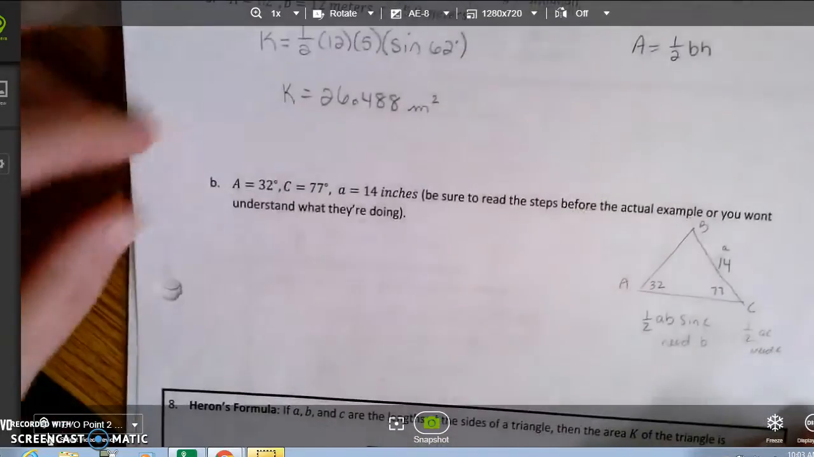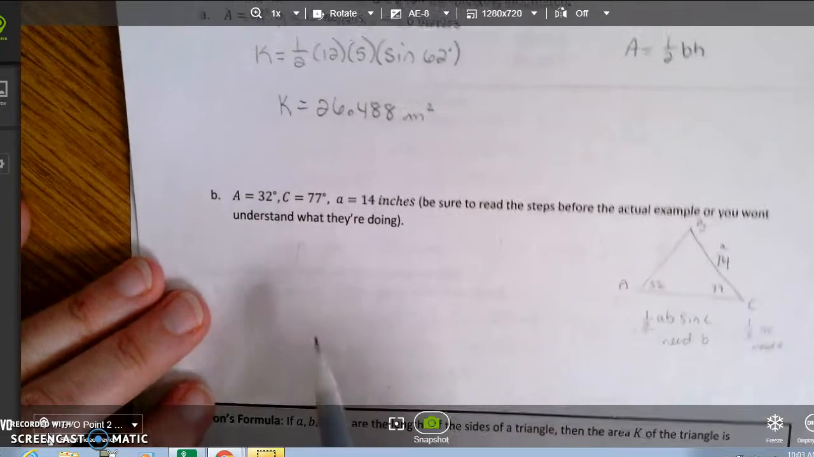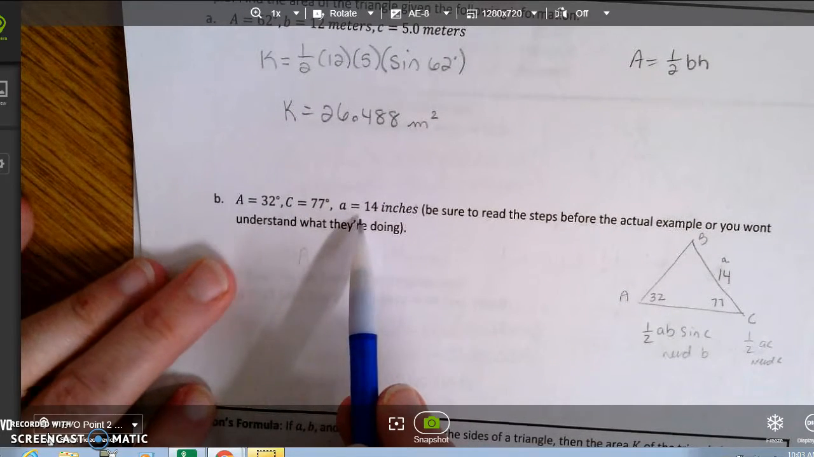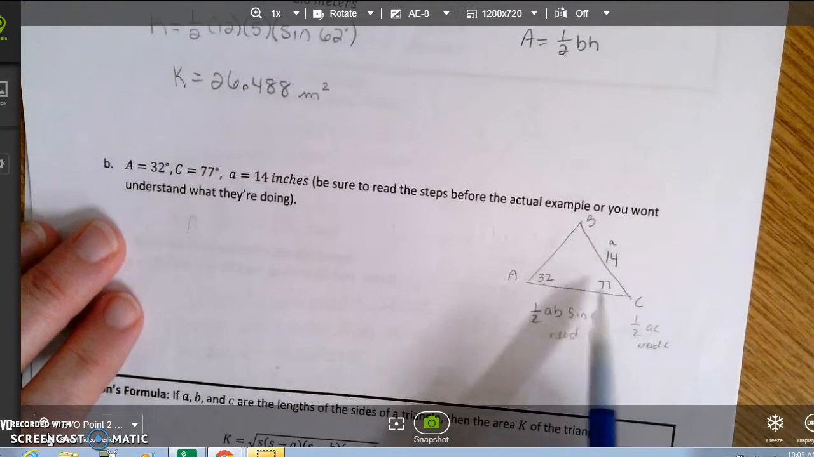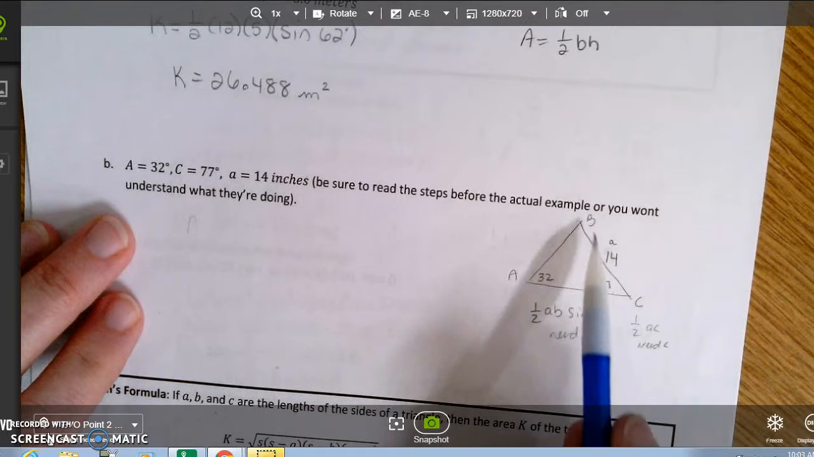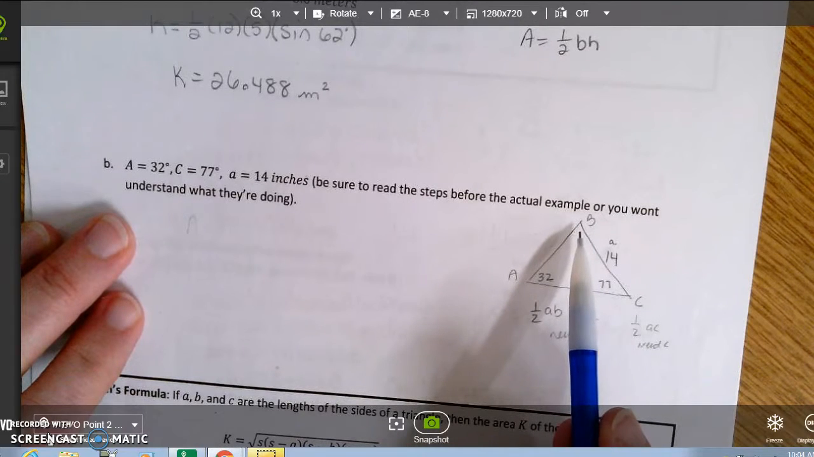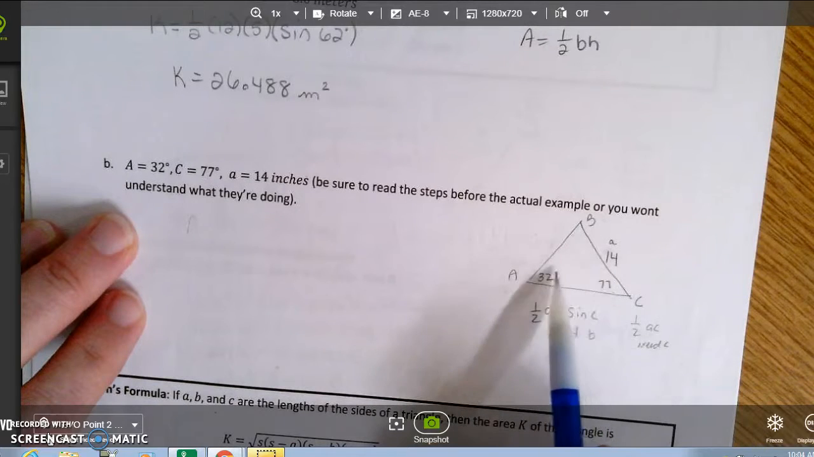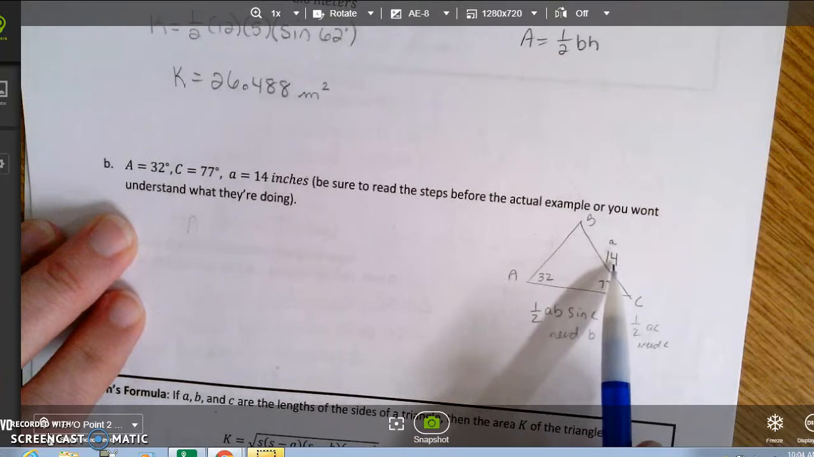Okay, so here's one more. Again, I've got angle A, and I've got angle C, and I've got 14 inches. So if I draw a picture, here's angle A and angle C. So here's angle B. I don't know what that is, but I can find it. Side A is opposite angle A. Okay, so there's where my 14 goes.